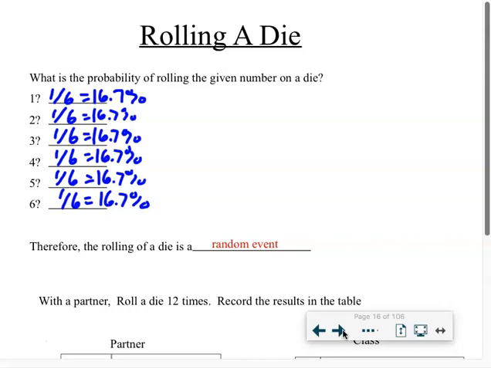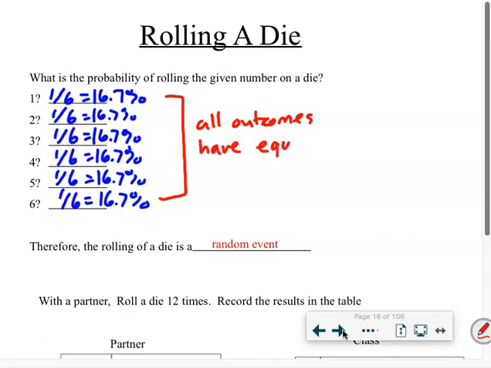Since all outcomes have equal probability, or an equal chance of popping up, when that is true, it's called a random event.